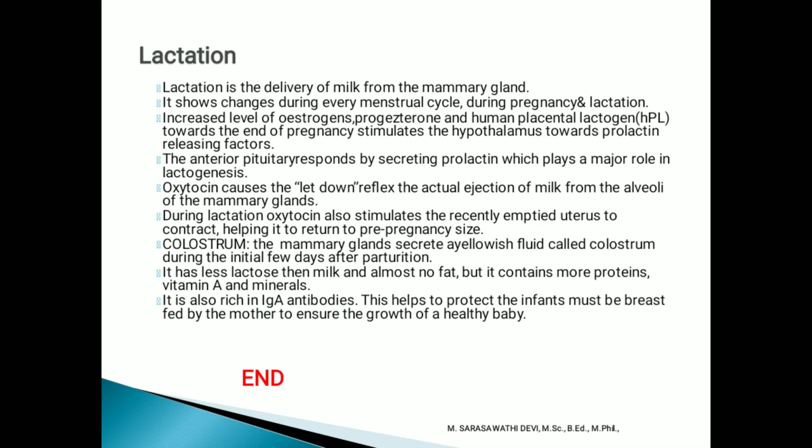Colostrum. The mammary gland secretes a yellowish fluid called colostrum during the initial few days after parturition. It has less lactose than the milk and almost no fat, but it contains more proteins, vitamin A and minerals. It is also rich in immunoglobulin A antibodies. This helps to protect the infant, who must be breastfed by the mother to ensure the growth of a healthy baby.